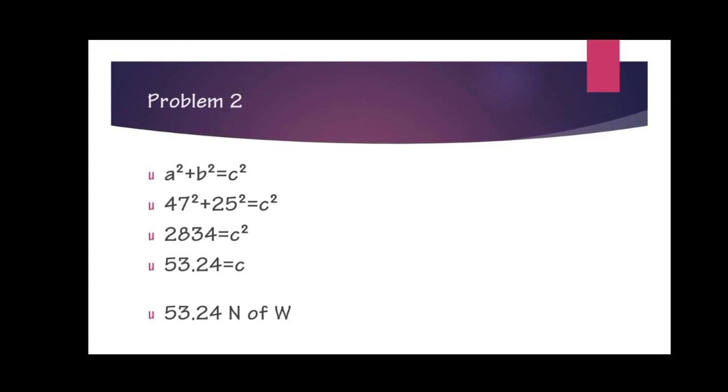And the sum of this 47 squared plus 25 squared is equal to 2,834. This is our c squared. And to find the c of this solution, we need to square root the sum of a squared and b squared, which is 2,834. And the square root of it is 53.24, which is the answer: 53.24 north of west. And that's it, the vector.